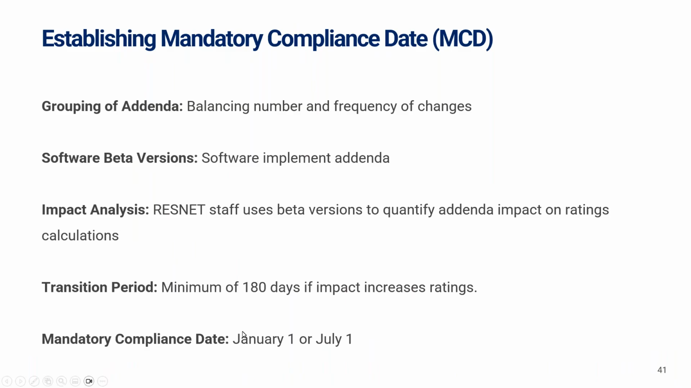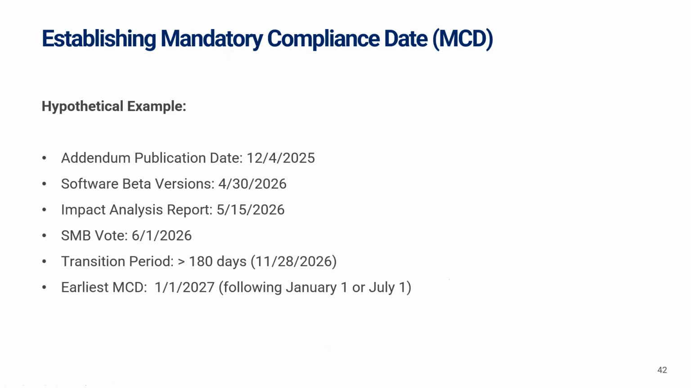And as Gayatri mentioned, all the mandatory compliance dates have to be January 1 or July 1. Just to quickly look at a hypothetical example, which is not necessarily too far off from where we are now: if we had an addendum published today, we would coordinate with the software developers to determine when they can have all these changes that we just shared with you, which haven't been adopted yet, implemented in their software. And maybe it's a few months out from now.